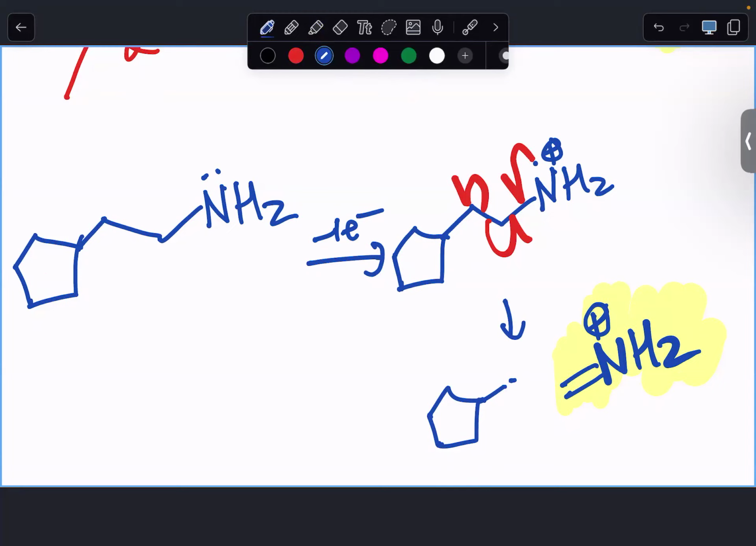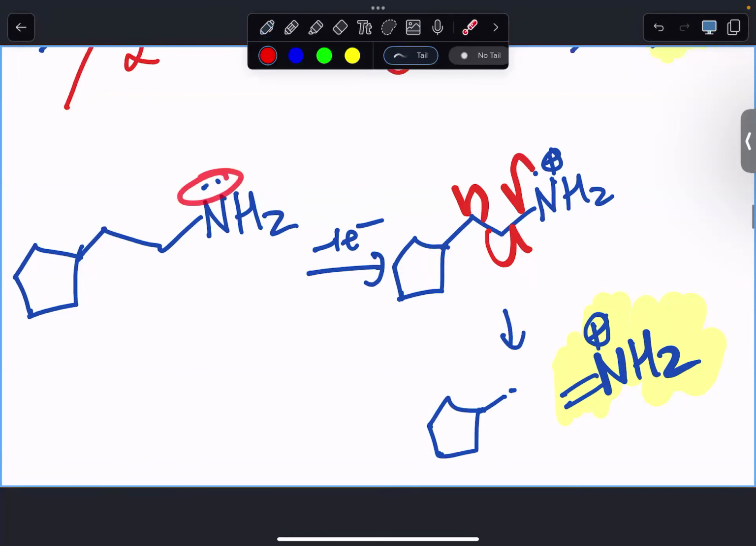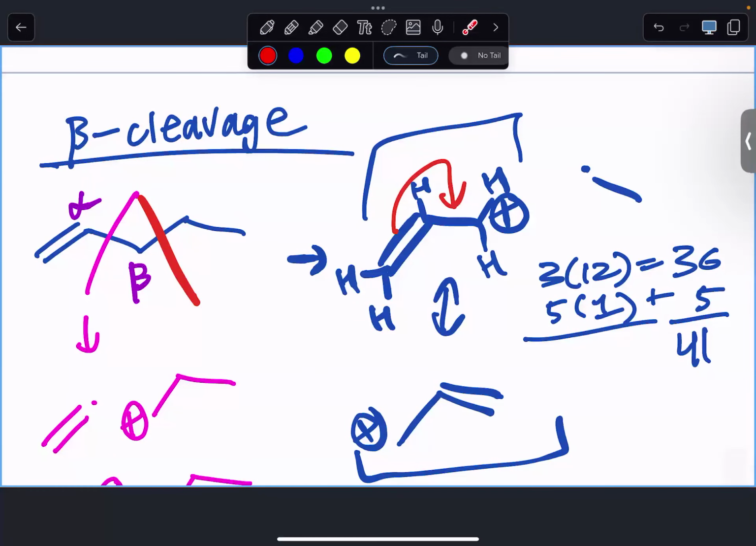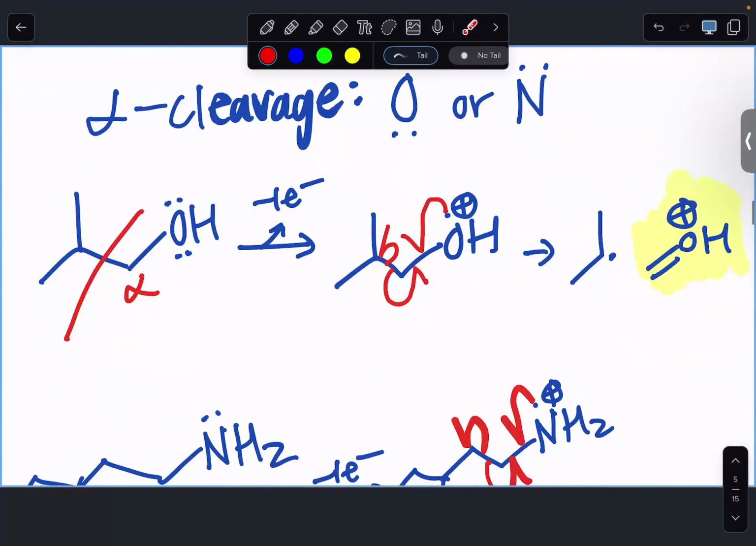So whenever we run into an electronegative atom, do we just always immediately think, oh, radical cation right next to it? Yeah, with at least one lone pair. At least one lone pair. And if you see a double bond, think of beta cleavage. Double bond, beta cleavage; electronegative, alpha cleavage.